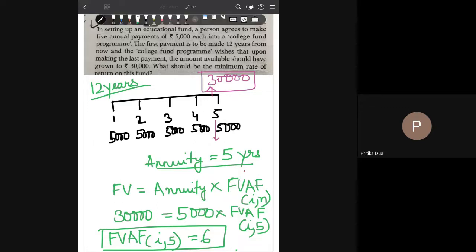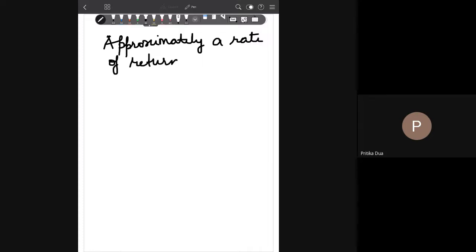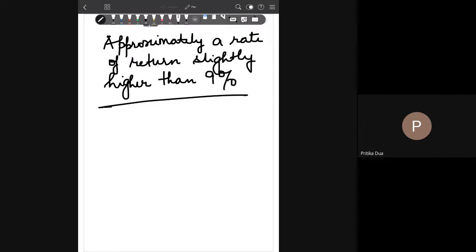The answer would be approximately 9%. No need for any interpolation or exact calculation. What we say is approximately, and if you want an even better statement, approximately a rate of return slightly higher than 9%. So which Tanmay has calculated, it's exactly coming out to be 9.12%. But if you give an answer till here also, this is correct.